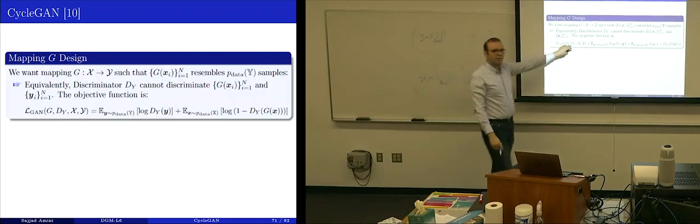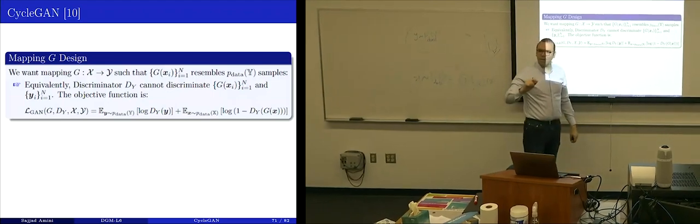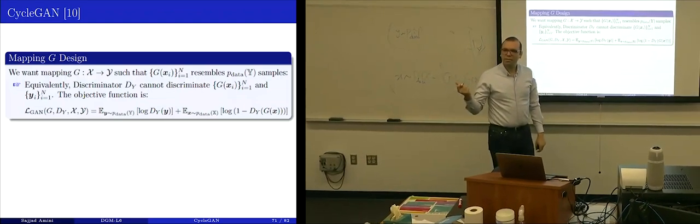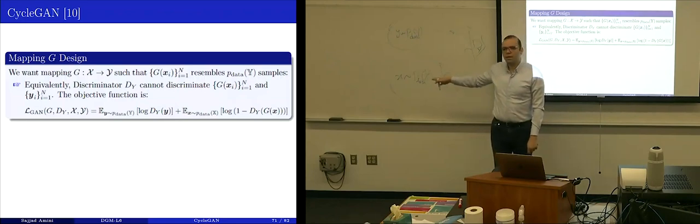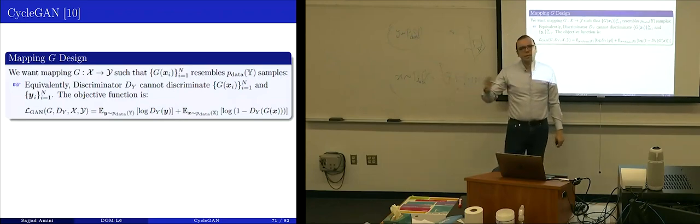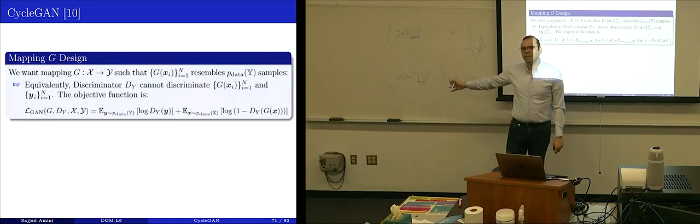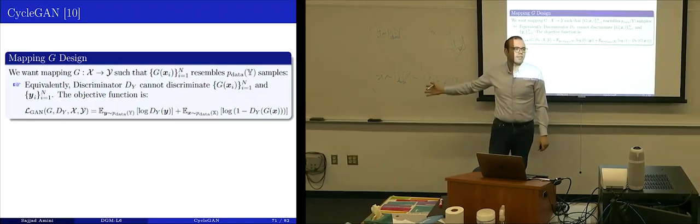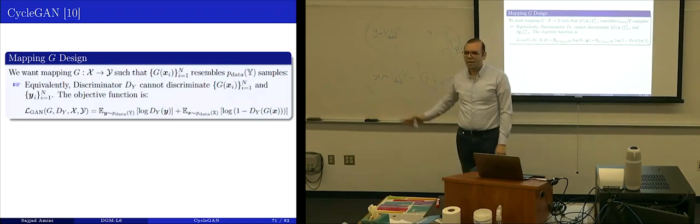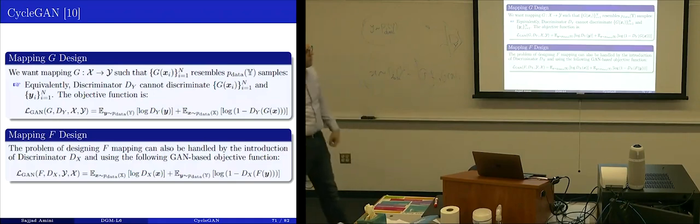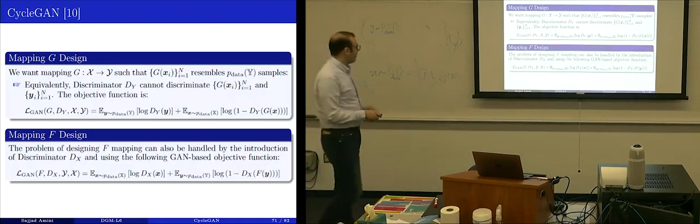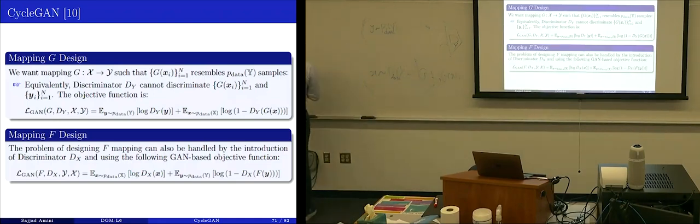Does it make sense how this loss can match G of x with the y distribution? Just pay attention that your prior is not a simple Gaussian distribution anymore. It's the p data of x. Nothing changed. Now the other side. I want to design F. This is the first part. Also, I have a second part.